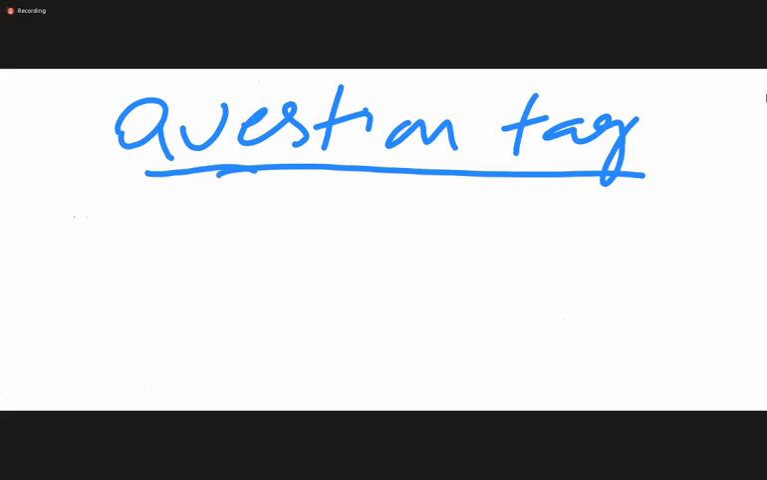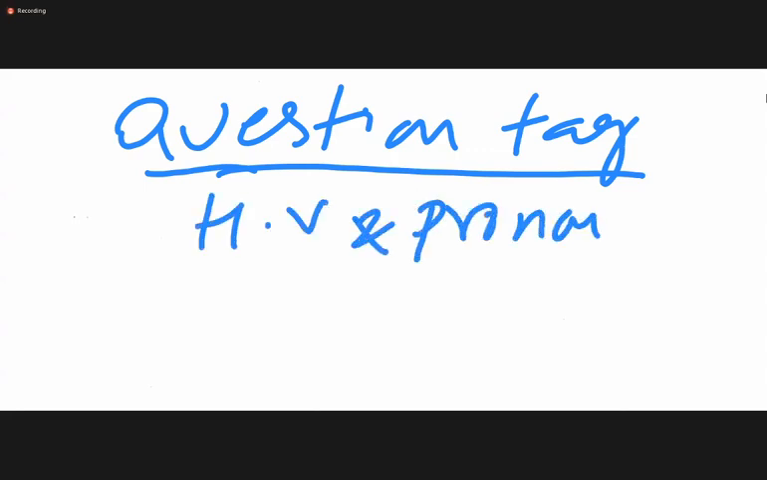Now, how to write a question tag after the statement? First, we will see the structure. The structure of a question tag is helping verb and pronoun. So when you are asked to add a question tag to the given statement, the question tag must have a helping verb and a pronoun, and end with a question mark.